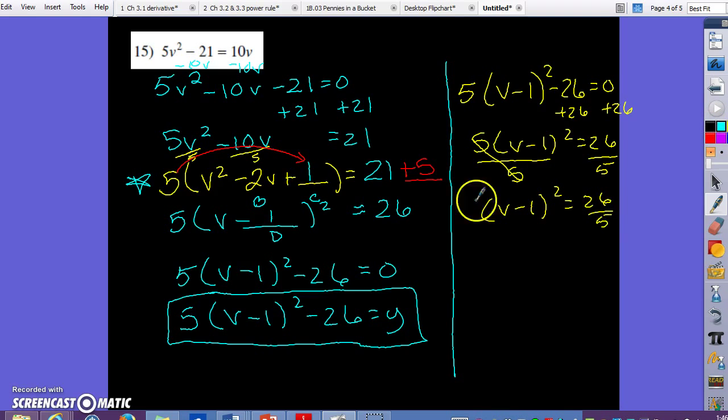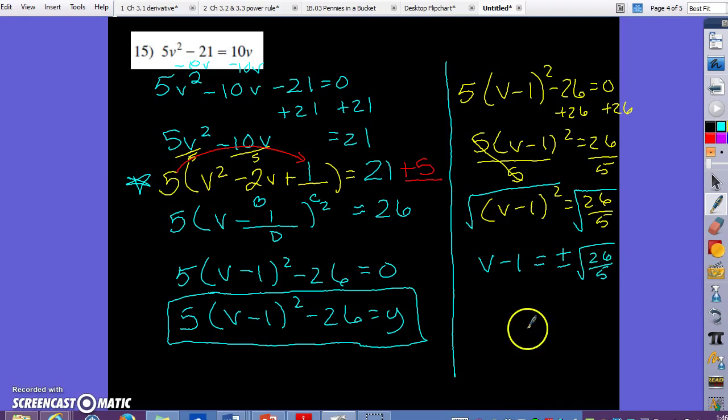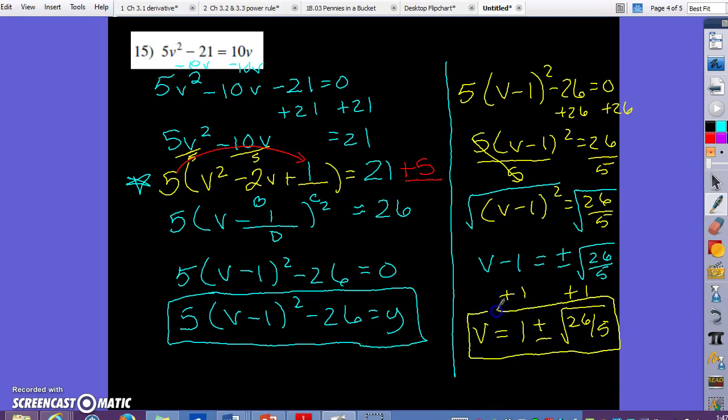And now I can take the square root. So now I have b minus 1 here. I have plus or minus the square root of 26 fifths, whatever that is. You can change that to a decimal if it gives you a cutoff decimal. And then I'm going to add 1 to both sides. So I get 1 plus or minus the square root of 26 fifths, which gives us 2 answers. Whatever those decimals are, I don't know what they are, but you guys can figure it out.